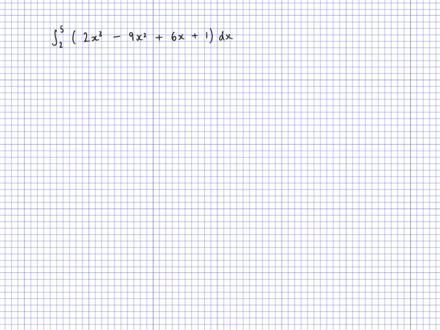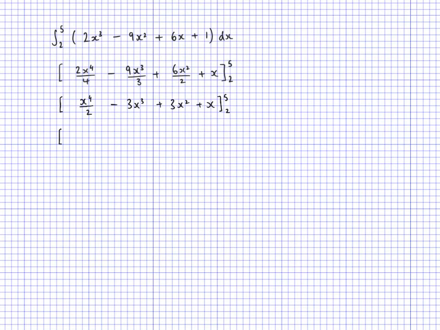Okay, here's another example. I will evaluate this definite integral. So we start with the square brackets. This is going to be 2x to the power of 4 over 4, take away 9x cubed over 3, plus 6x squared over 2, plus x, and this is evaluated at 5 and 2. So simplify it first. These fractions will simplify. So I will have x to the power of 4 over 2, take away 3x cubed plus 3x squared plus x, 5 and 2.